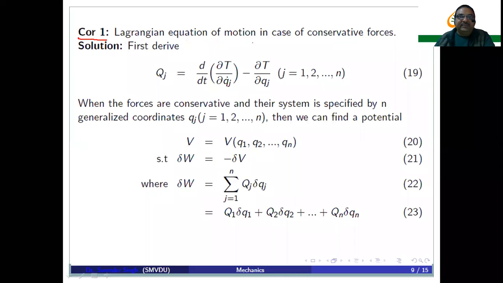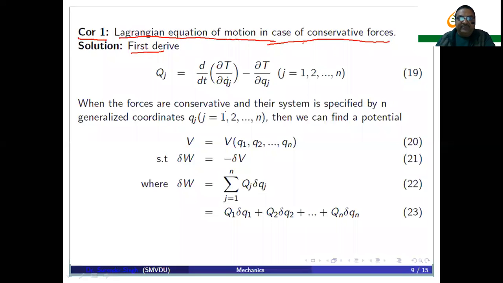Lagrangian equation of motion in case of conservative forces. Conservative forces means where the potential depends on the generalized coordinates, not on the velocity and time. So how does this Lagrangian equation of motion change in case of conservative forces? First we derive it for the holonomic system as we have done in the theorem. So we get this expression. Suppose here it is 19.